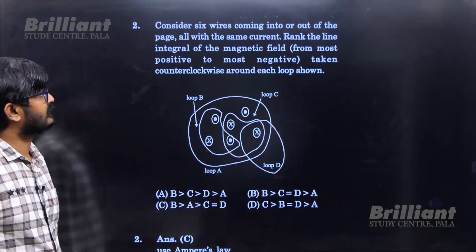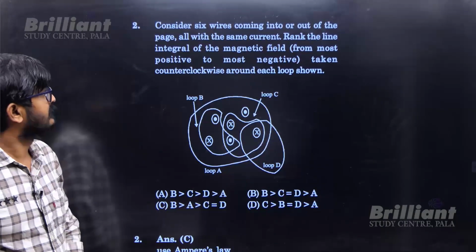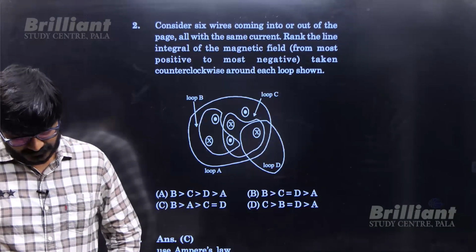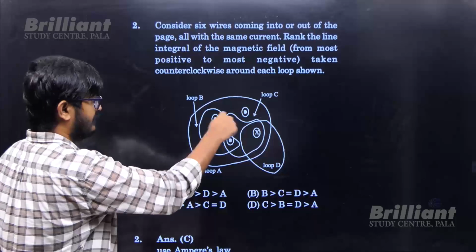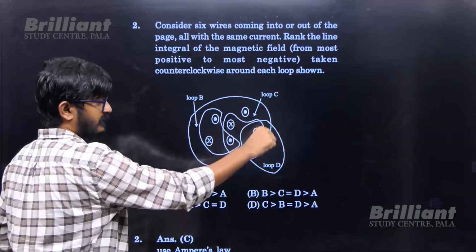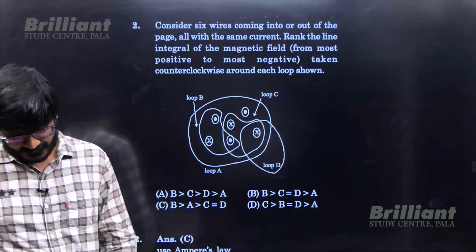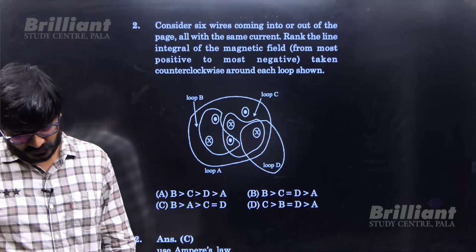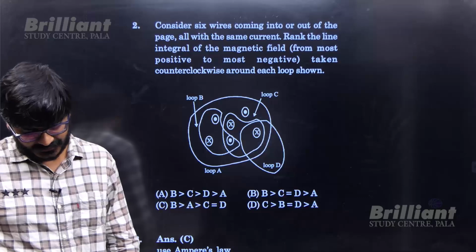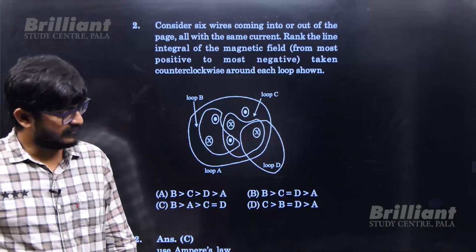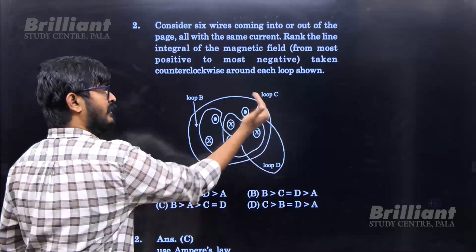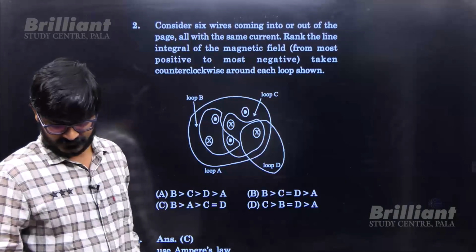Now the next question goes like this: consider 6 wires coming into or out of the page with the same current. You can see some currents are coming out of the page, some are going into. Rank the line integral of the magnetic field from most positive to most negative, taken counterclockwise around each loop. So you need to take the integral B dot dl counterclockwise, right?